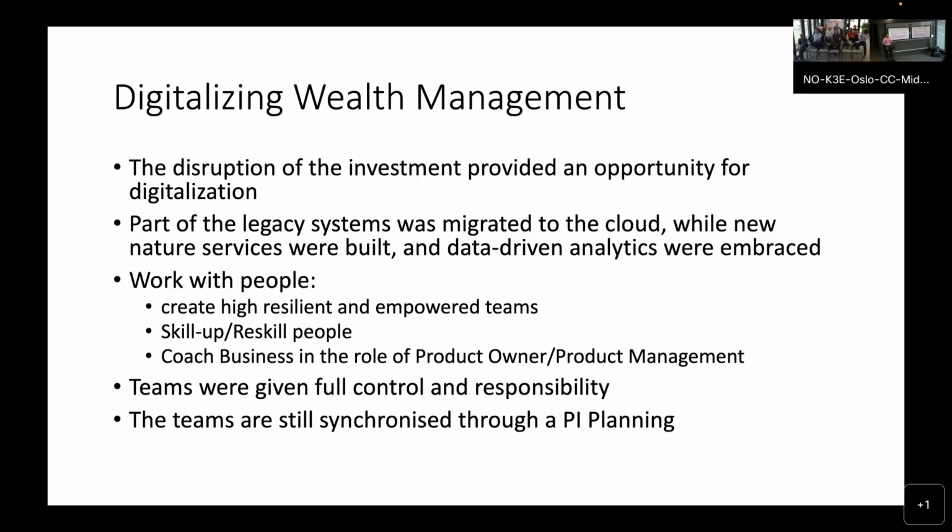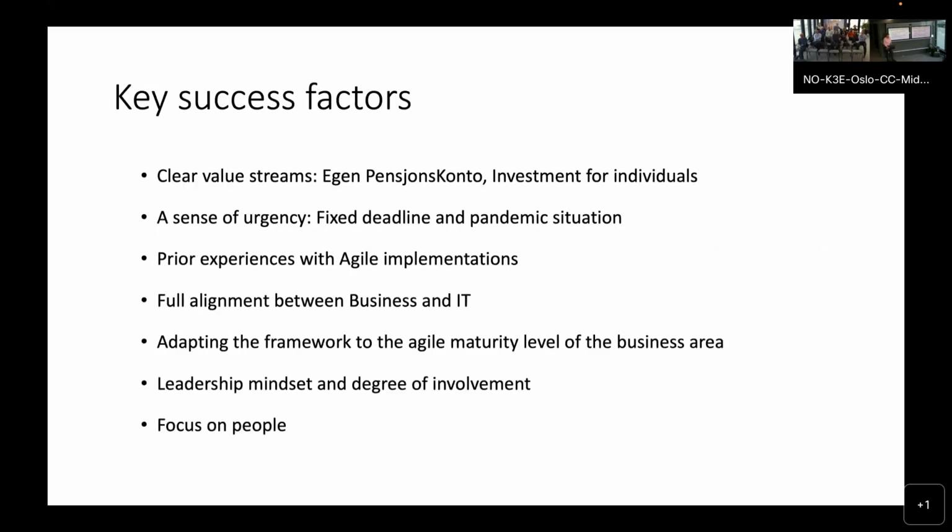And then it was how to synchronize. So it was the way of digitalization. So the key factors: when I see clear value streams, it was easy, I knew what it was. It was the sense of urgency, that DNB understood that they didn't have a choice. They needed to work differently. So the willingness to adapt to something new was there.